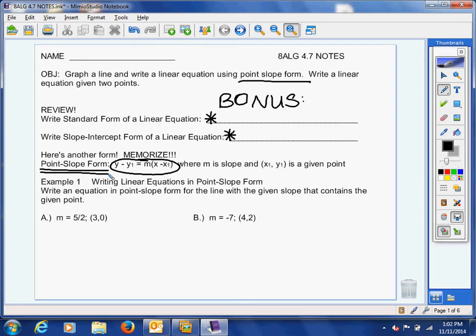So here's the name of the equation. Let me read it to you. Y minus y1 is equal to m times the quantity x minus x1. I would write that as often as I can until I got it memorized.